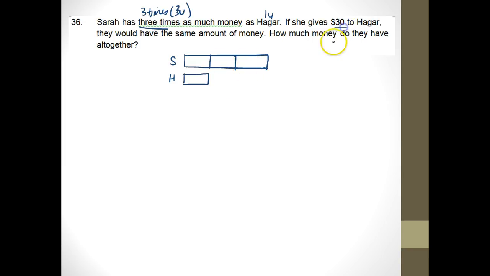If she gives $30 to Hagar, they would have the same amount of money. So now I need to draw the same. Let me use another color. To have the same means it would be like that, right? So if she gives $30 to Hagar, Hagar will receive $30, and then Sarah and Hagar will have the same amount. So we are looking at the red portion here. Right? So I know that 1 unit is $30.